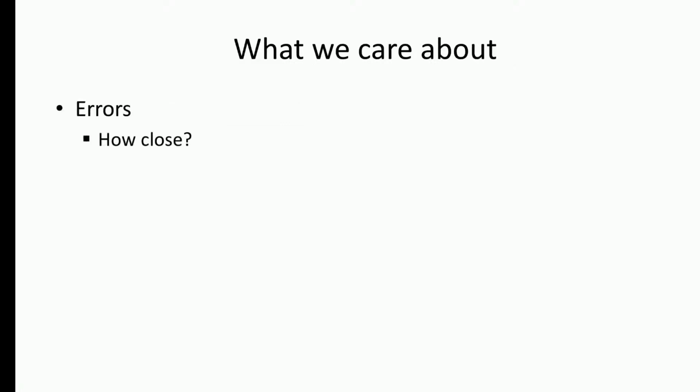So what we're going to be caring about is errors, which is what we've been talking about today. How close are we to the truth? Each time we come up with a new method, we will talk about how close we can expect to be to the truth. And we will use relative and absolute errors to describe that.